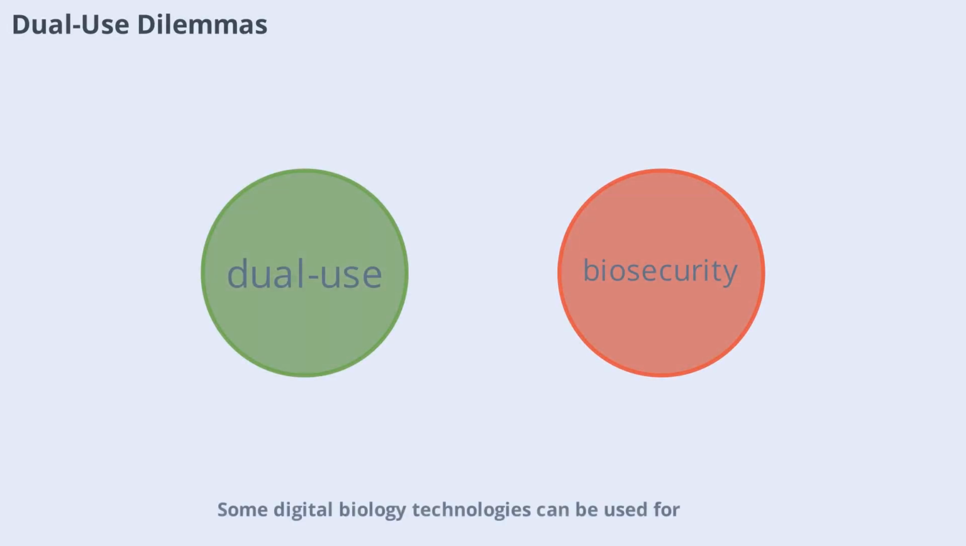Some digital biology technologies can be used for both beneficial and harmful purposes, a concept known as dual use. For example, gene editing tools can cure diseases but could also be misused to create dangerous pathogens. Managing dual-use risks requires careful oversight, responsible research practices, and international cooperation to prevent misuse.